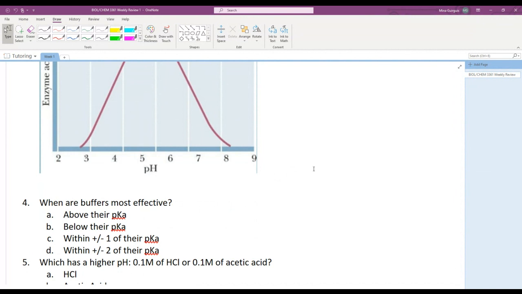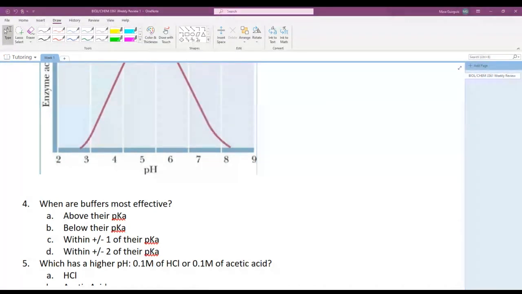So just starting with a couple of conceptual and memorization-based ones. When are buffers most effective? I should make a poll for this one too, sorry. Polling. Oops, I think I just canceled it. Sorry about that, guys. Okay, all right, what do you guys think? Where are they most effective? Yeah, you guys are exactly right.